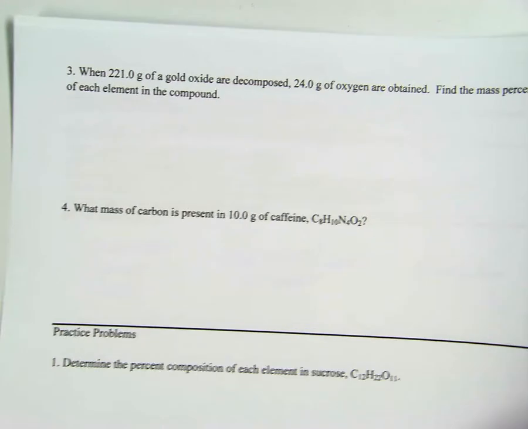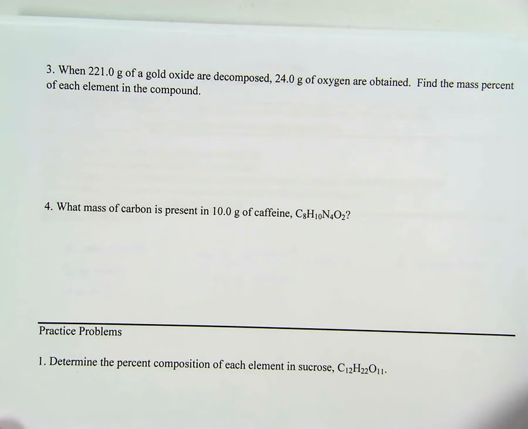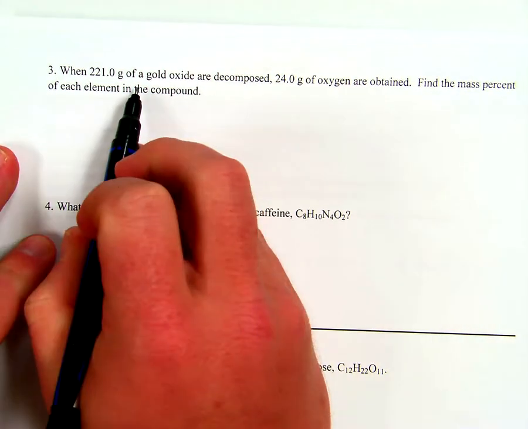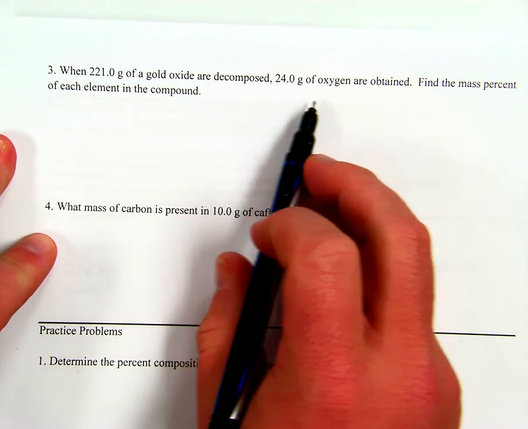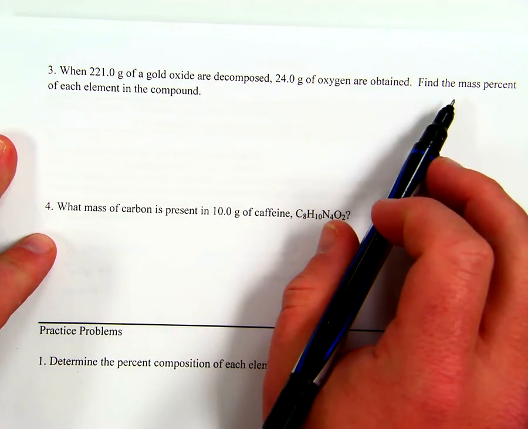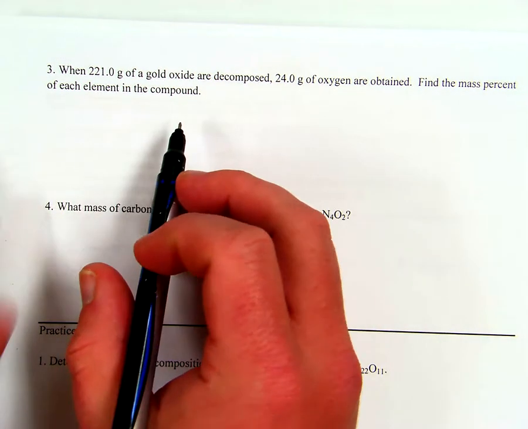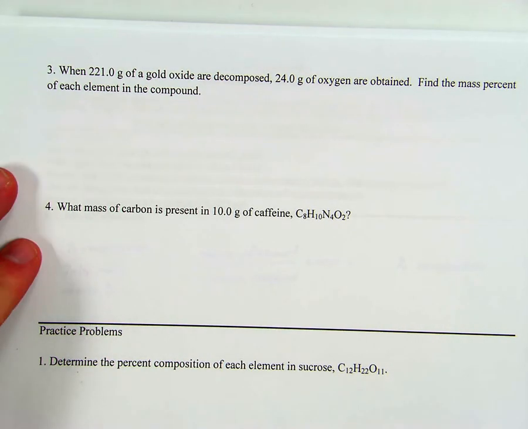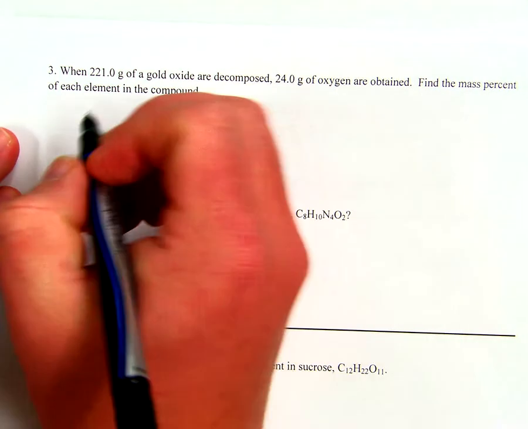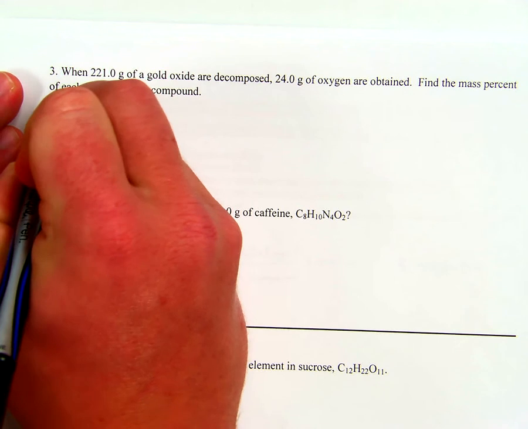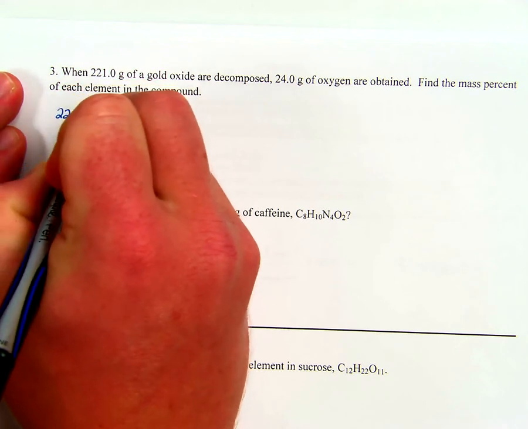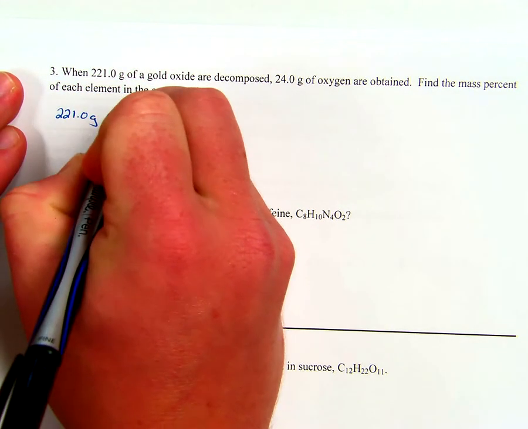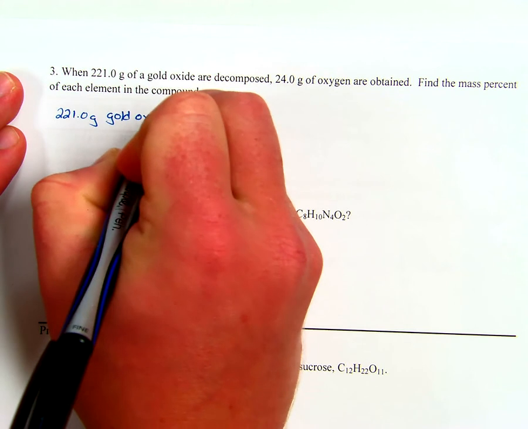We are told when 221.0 grams of a gold oxide are decomposed, 24 grams of oxygen are obtained. Find the mass percent of each element in the compound. So here we're given actual masses. We're not just given the formula of the compound. This is from actual lab data. So what we're told here, we have 221.0 grams of some gold oxide. We don't know what the actual compound is. And we probably heat it up to decompose it.